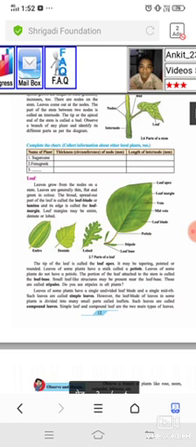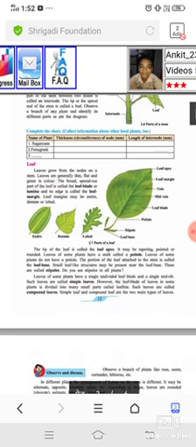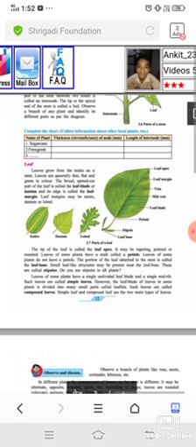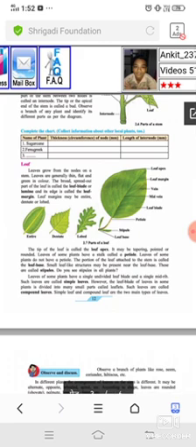The leaf is attached to the stem by the leaf base. Small leaf-like structures may be present near the leaf base. These are called stipules. Do you see stipules in all plants? Leaves of some plants have a single undivided leaf blade and a single mid-rib.